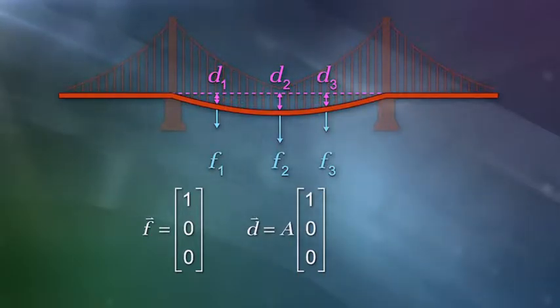You can see then that this matrix A represents a linear transformation that changes the force vector to a deflection vector. The matrix A is often called the flexibility matrix because it tells me how much the bridge will bend when I subject it to some given forces.